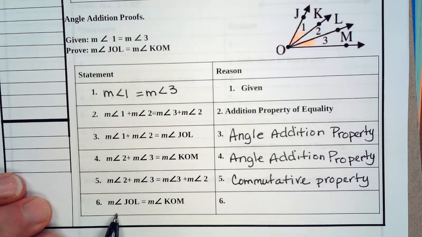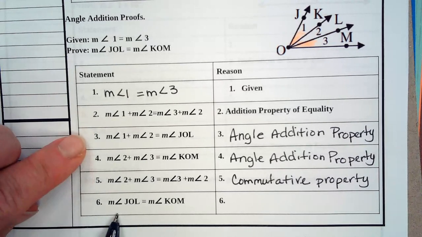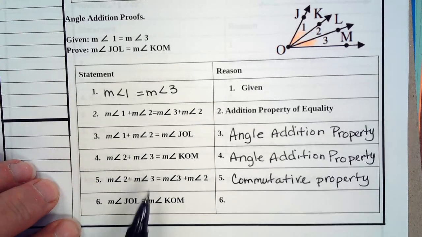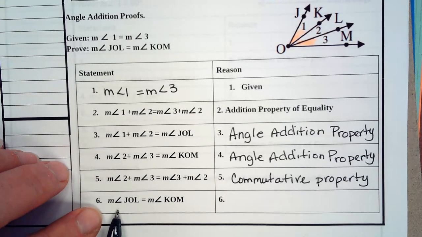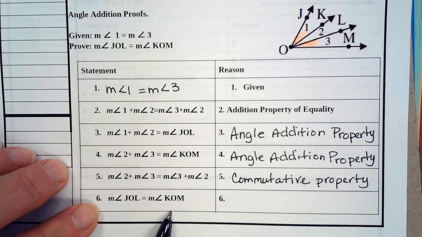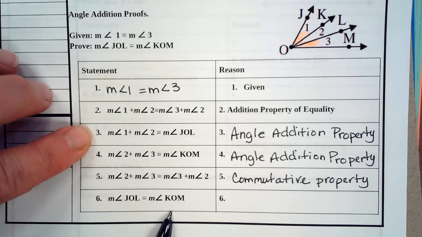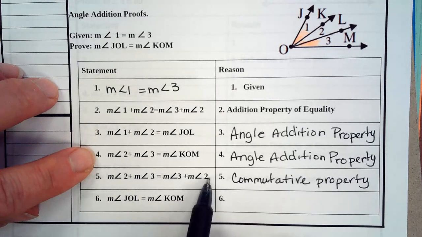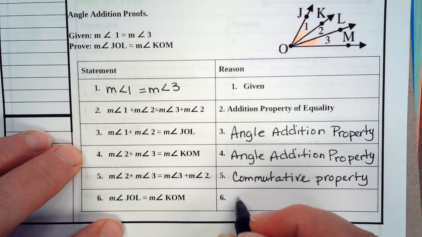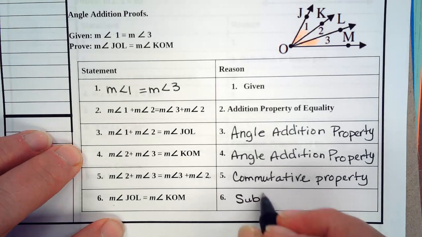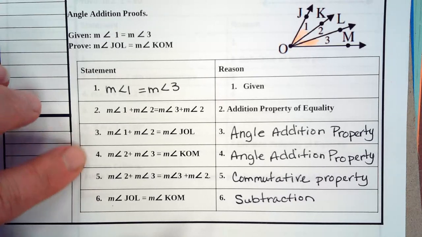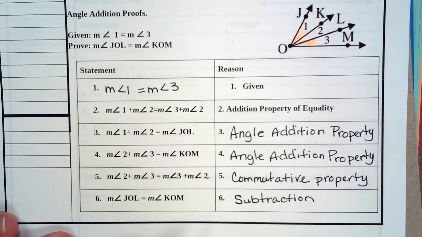Okay, now if I'm looking at this, I've got these all set up. I can now go to where the measure of angle JOL is equal to the measure of angle KOM. I know that these are equal, so when I subtract, I'm using subtraction. I see that they're going to be the same.